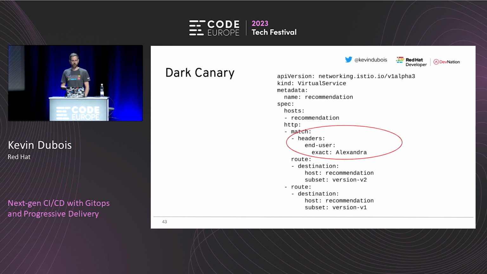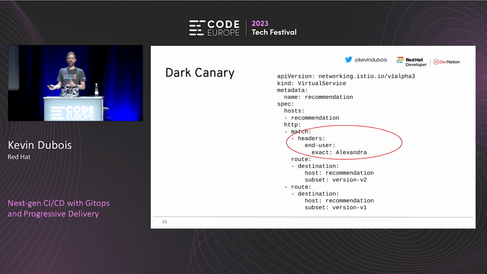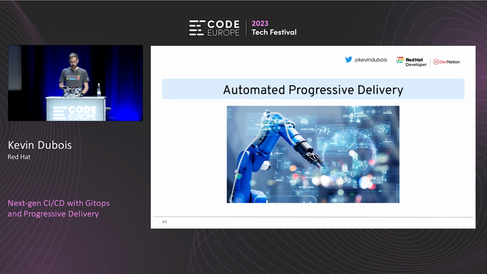And then, for example, also the dark canary, where you set, if the end user in my header equals Alexandra, only Alexandra gets to test version 2, and then we'll see what Alexandra says. And so you can have different ways of doing that. So that's with Istio.